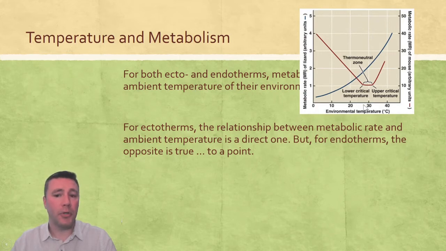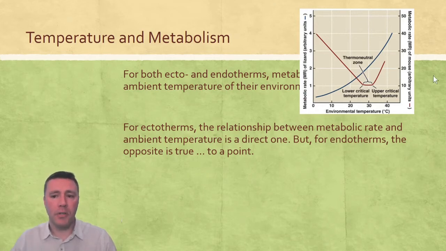For an endotherm, the opposite is true, up to a point. As environmental temperature increases, the organism's metabolic rate slows down. The reason for this is because as an endotherm, the warmer it is, the less heat loss you have to your environment. When your ambient temperature is high, there's less heat transfer from you to the environment. So therefore, your metabolic rate can be slower because you don't need to make up for or account for that excessive heat loss to the environment. On the other hand, if it's cold outside, you're going to be losing heat more quickly to the environment, and therefore metabolic rate needs to increase to make up for that loss.